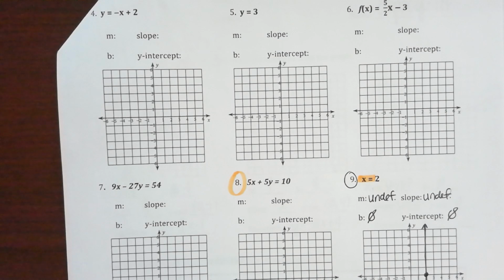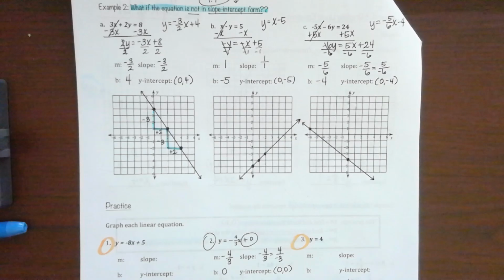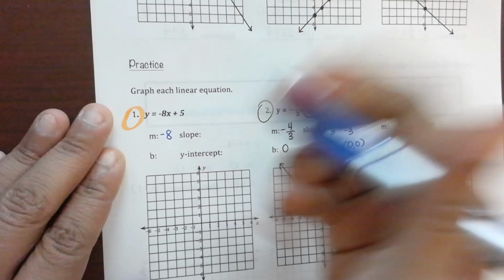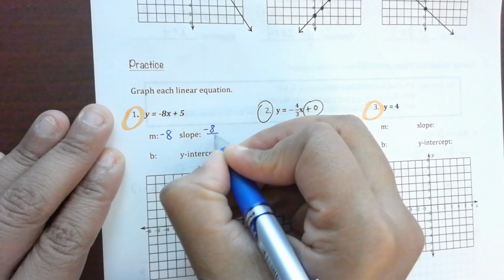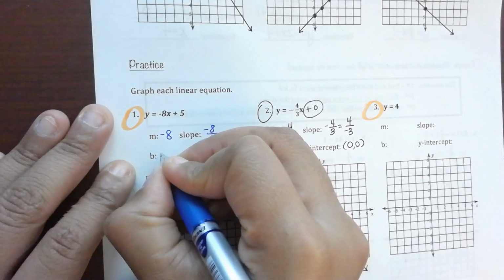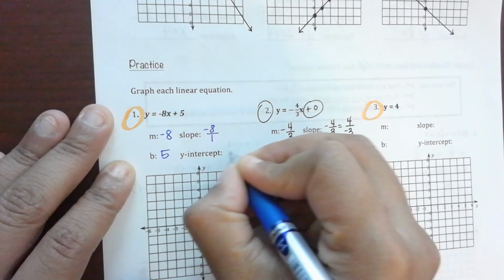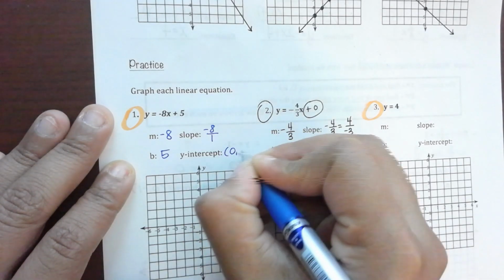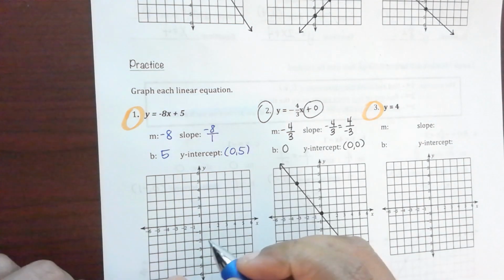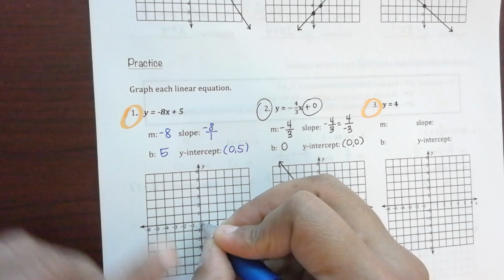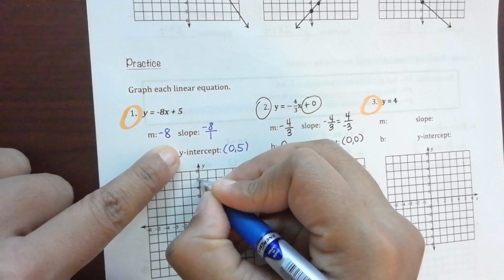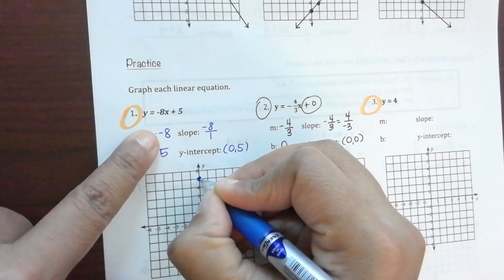Use your notes. Yes. So, what's my M? Negative 8. What is my slope? -8 over 1. What's my B? Plus 5. And then what's my y-intercept? 0, 5. So where do I always start from? The origin, and then where do I need to go? Up 5. Where do I go from there?